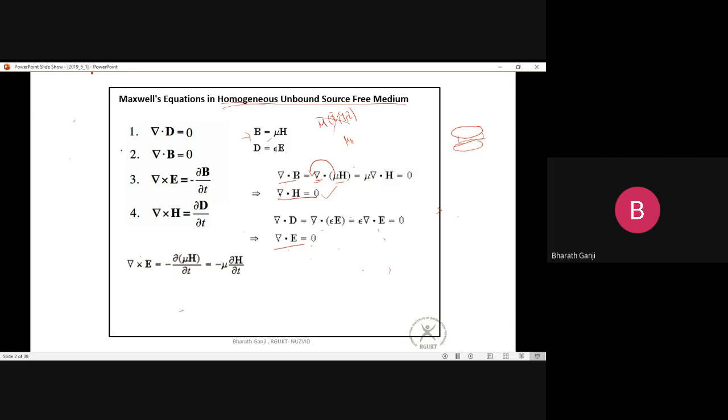Now let us take the third equation. If I substitute b is equal to mu into h, because mu does not change with time, you can bring mu outside. In the same way, you can also do it for del cross of h, where you substitute d as epsilon times of e. So here.